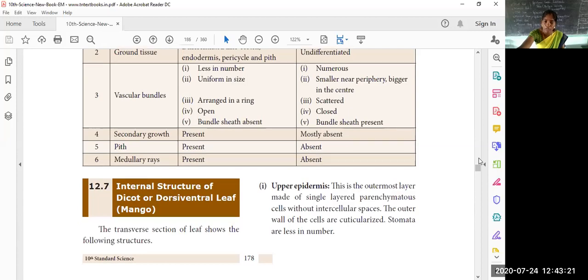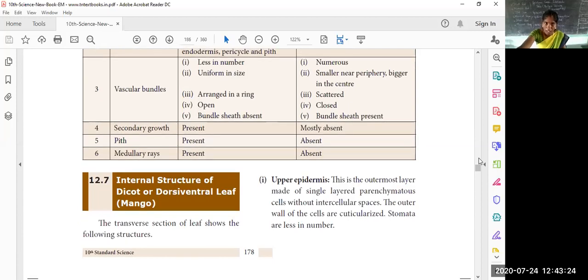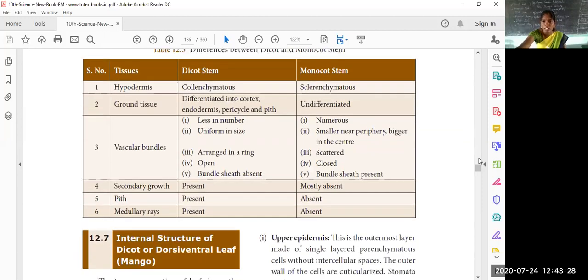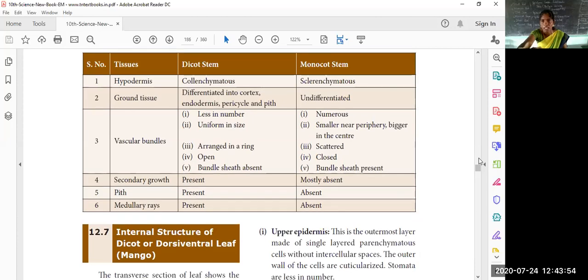Next, secondary growth is present in the dicot stem. In monocot stem, secondary growth is mostly absent. Pith is present in dicot stem, but absent in monocot stem. Medullary rays are present in the dicot stem and absent in the monocot stem. This is the major difference between the monocot stem and the dicot stem. You may learn this table, the major differences between the dicot stem and the monocot stem.